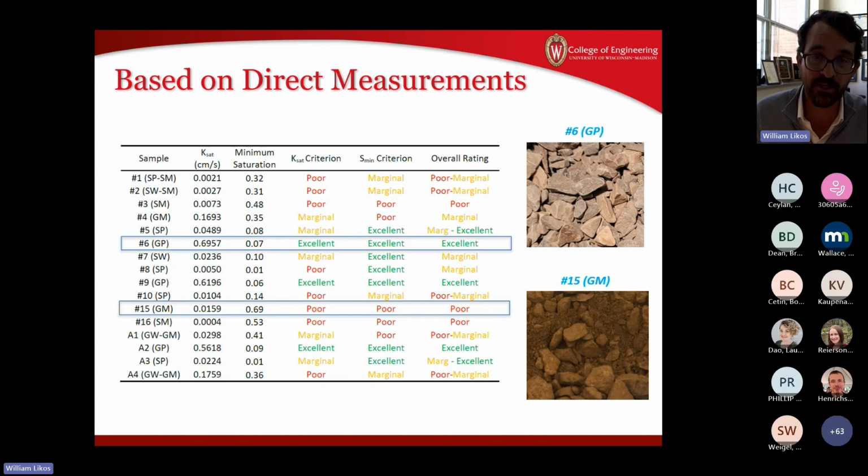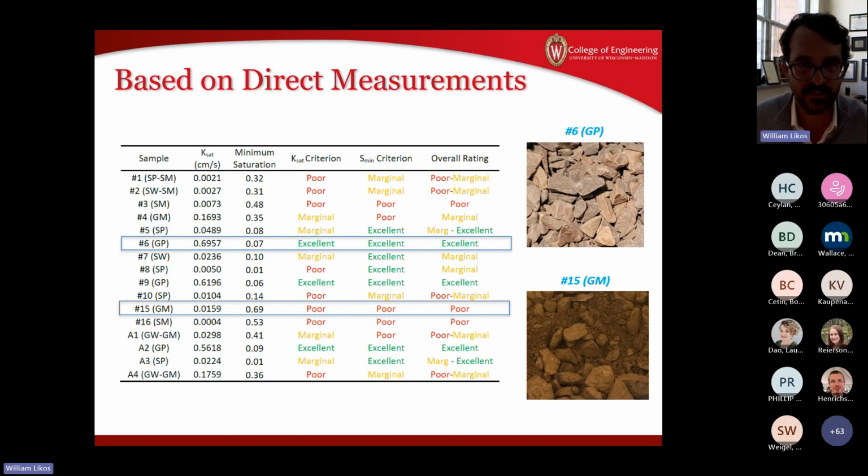If we look at direct measurements, here are the 16 materials. The next two columns are the directly measured saturated conductivity and the directly measured minimum saturation. If we apply those bounds to the conductivity criterion, the first material there would be rated as poor. That conductivity is very low, and its minimum saturation would be rated as marginal. So we would combine those two criteria to give an overall rating. Let's call that one poor to marginal.